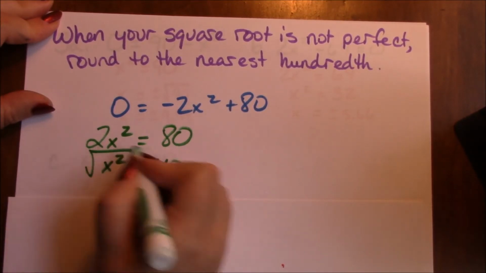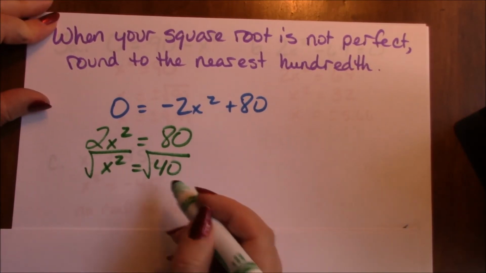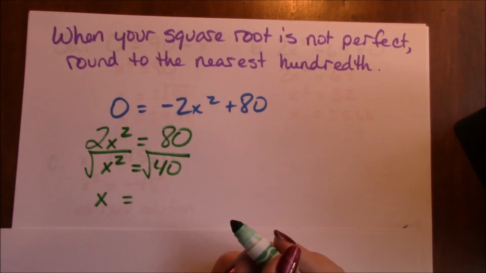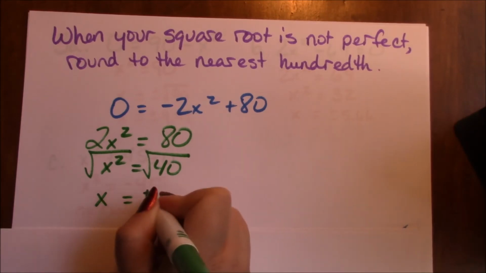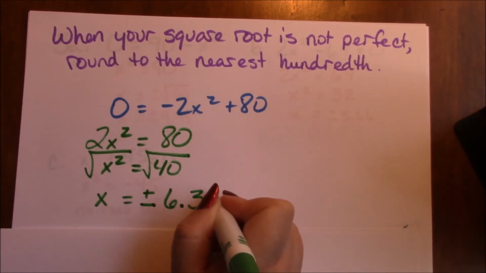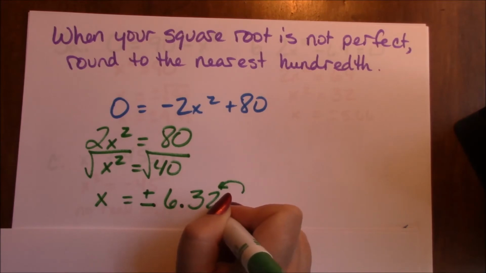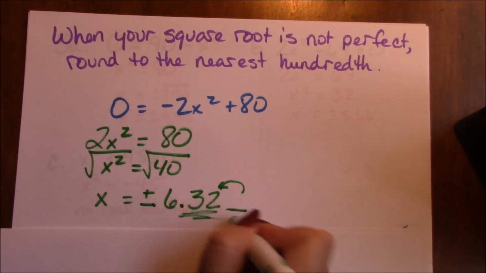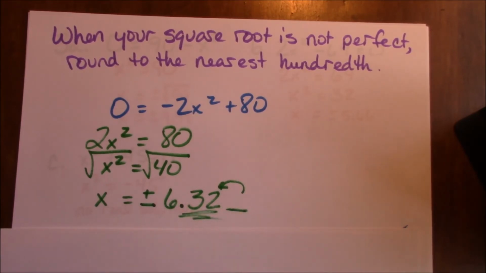And I want to find x, so I'm going to find the square root of both sides. Well, 40 isn't a perfect square, so I'm actually going to put that into my calculator. What's the square root of 40? It's going to give me a big long number. I'm going to look at the thousandths place, and I am going to round my hundredths up or stay the same. So don't just take the first 2 digits after that decimal. Make sure you're rounding to the nearest hundredth, okay?